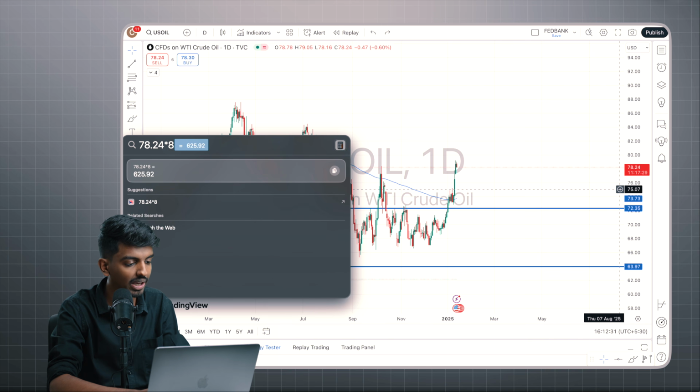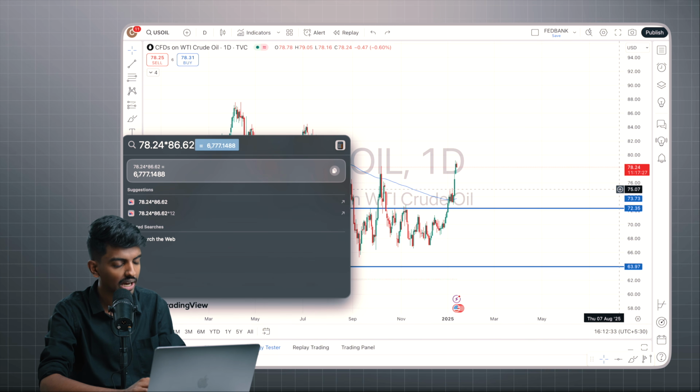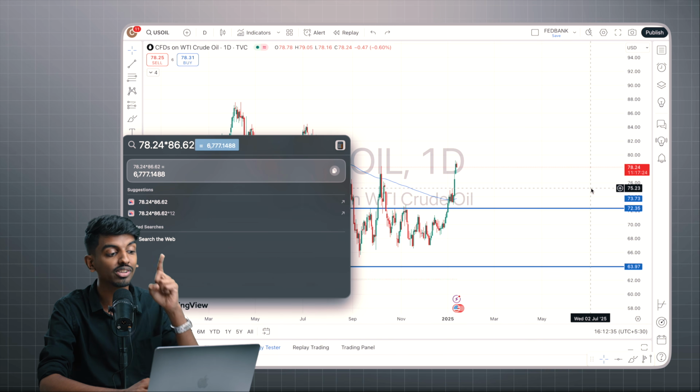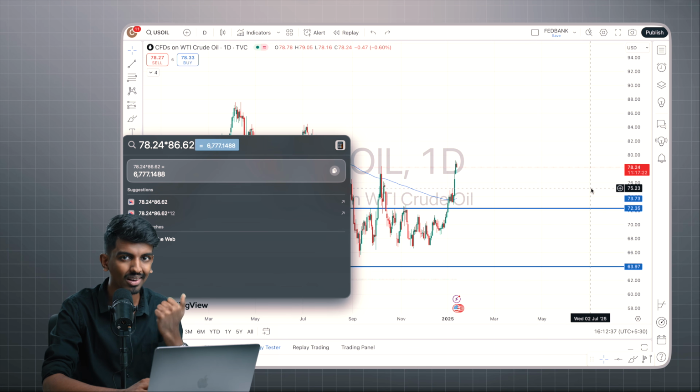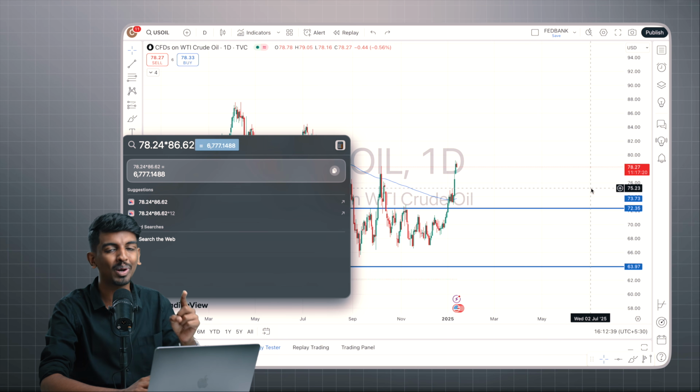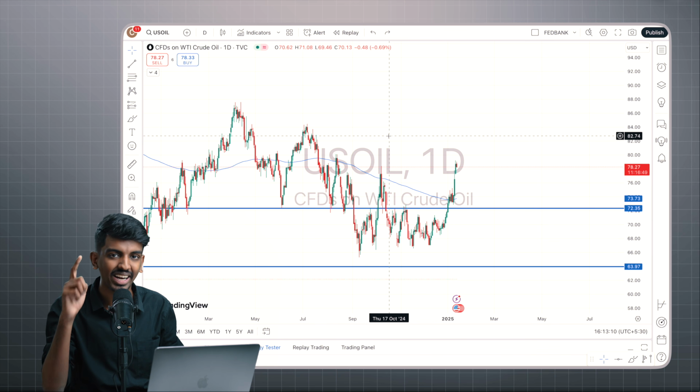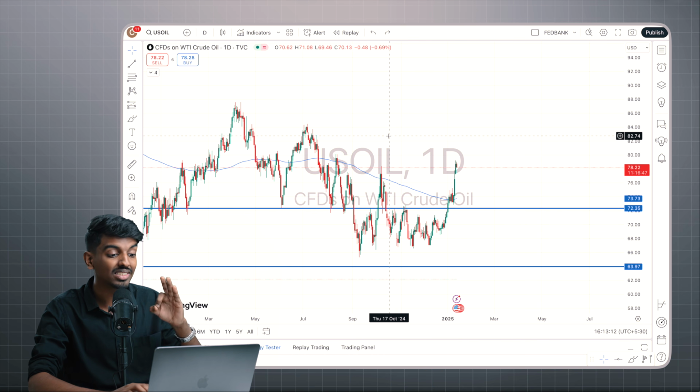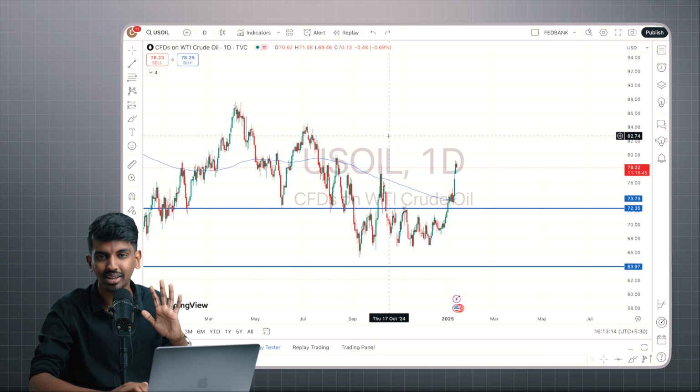78.24 into 86.62. Okay, it is coming out to 6,777 rupees. Okay, I'll tell you why this is super important when we get to the next step. Wait for it. Also, do remember that traders like crude oil really well because technical analysis works really well here. Okay, so let's move back into the presentation.